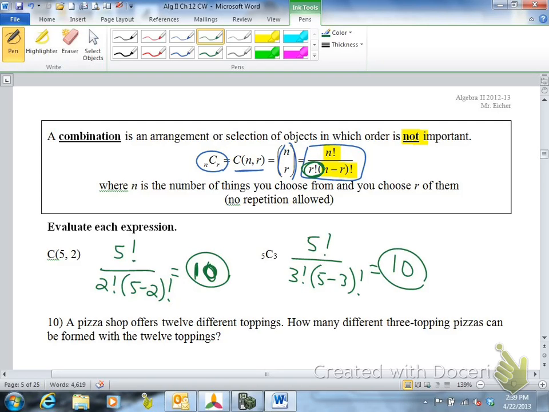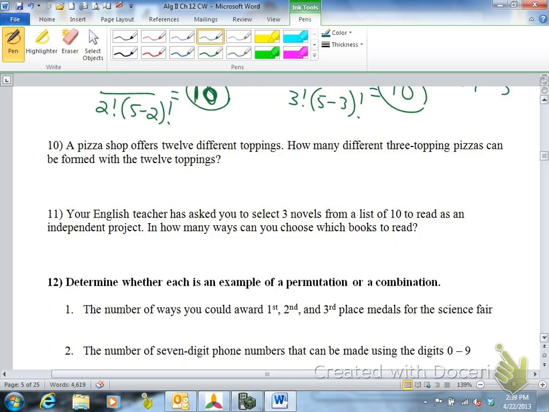Now you might think, are we always going to get 10 for 5 choose whatever? Well, you actually don't. 5 choose 1 is 5. 5 choose 4 is 5. So you don't always get 10. But there is a relationship between 5 choose 2 and 5 choose 3. 5 choose 3 is the same as 5 choose 2. Choosing 3 is the same as not choosing the other 2. But let's look at a couple word problems.